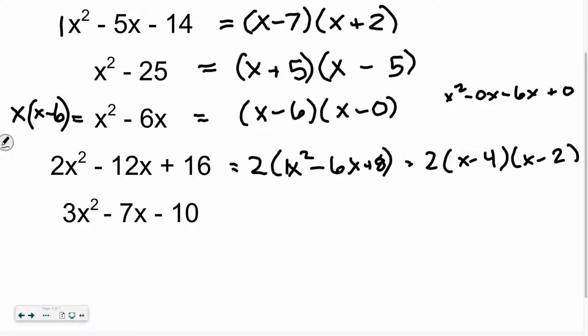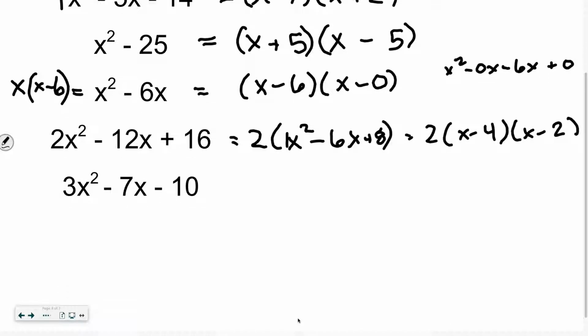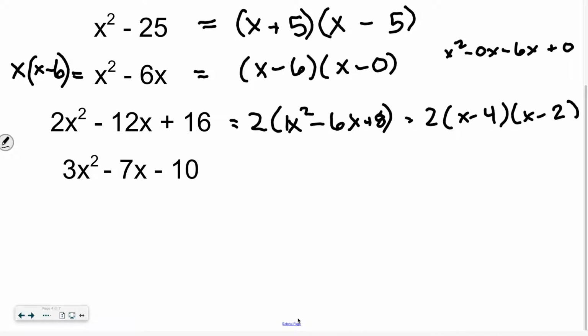Okay, so this last one, do they share a common factor, 3, 7, and 10? No. You cannot use the old pattern where you say what are factors of negative 10 that add to make negative 7, because you have this leading coefficient of 3 out here. And even if you think about that, if the factor is negative 10, the factors of 10 never have different signs, so they're subtracting. They never subtract to make 7.